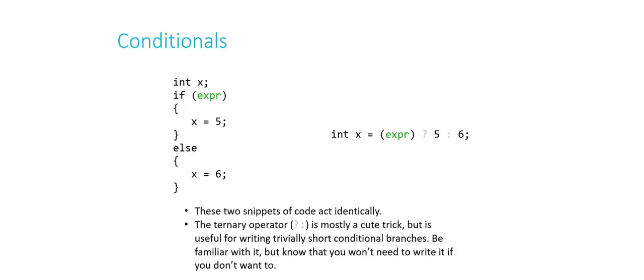So int x equals expression, question mark. The thing after the question mark is what x's value will be if expression is true. The thing after the colon is what x's value would be if the expression was false. So I'm asking myself, is the expression true? If it is, assign x the value 5. If it's not, assign x the value 6.